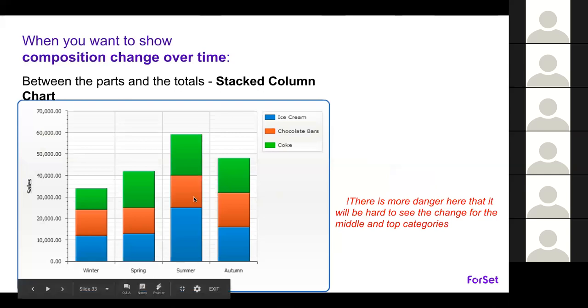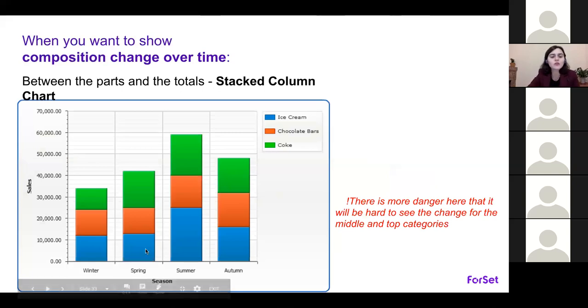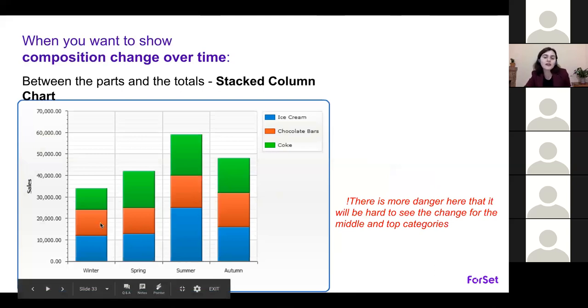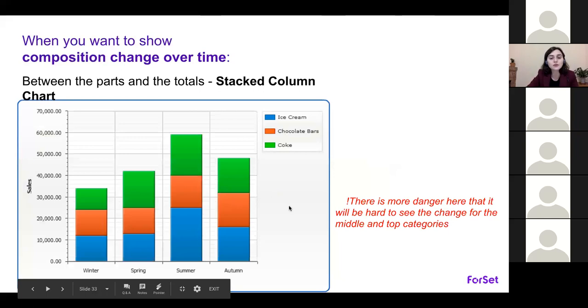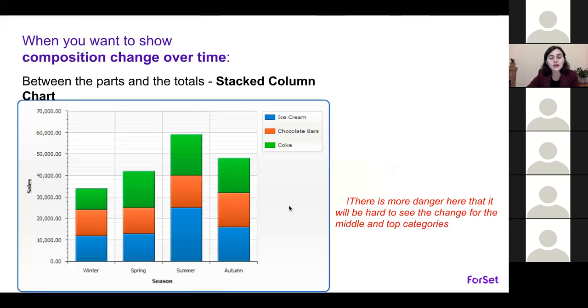In this case, we are showing how much of different sweets have been sold in different seasons, but we're showing the total amount. So it's not very important for us to see, for example, how much chocolate has been sold in winter, spring, summer, or autumn. It's important for us to see in total how much sweets have been sold, and the trend shows that summer is the best season for sweets to be sold.